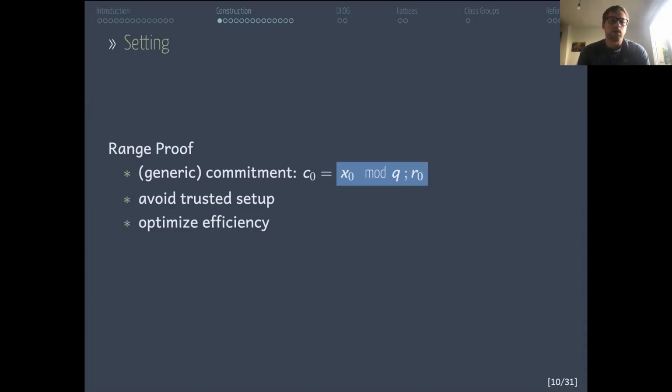I'll come to that a bit later, but if you want to think of some concrete commitment, you can just use Pedersen commitments, and everything will work out fine, and there you don't have a trusted setup. And we also want to optimize efficiency. So yeah, we want to come out with competitive range proofs in the end. So this is the goal.